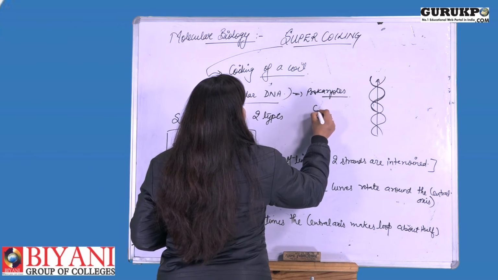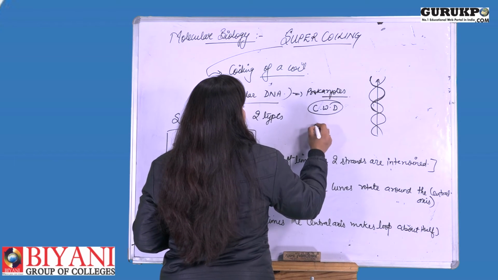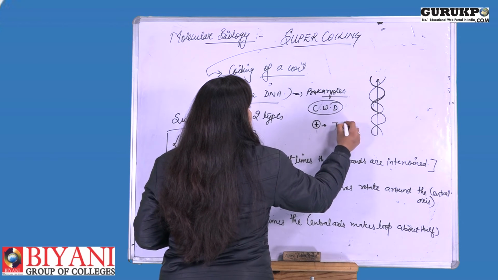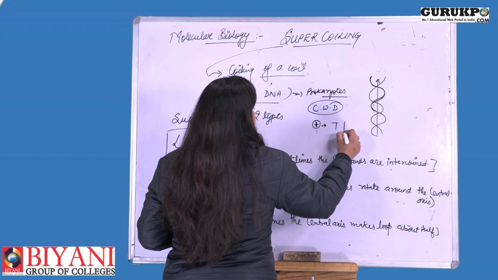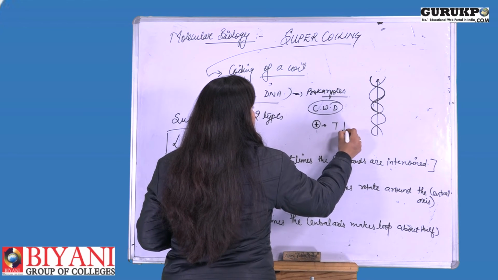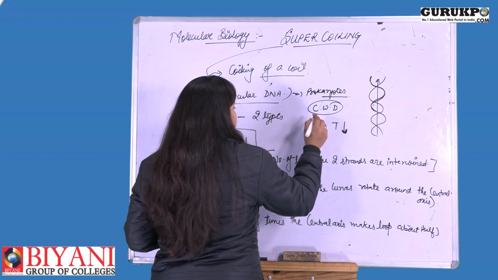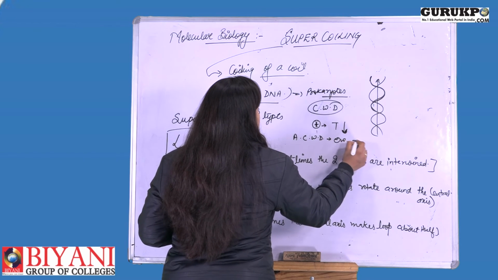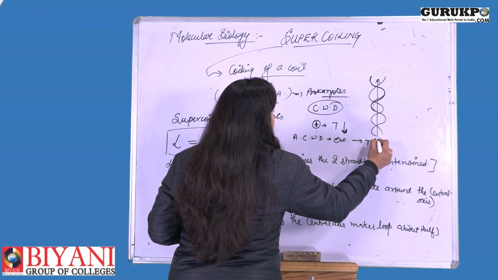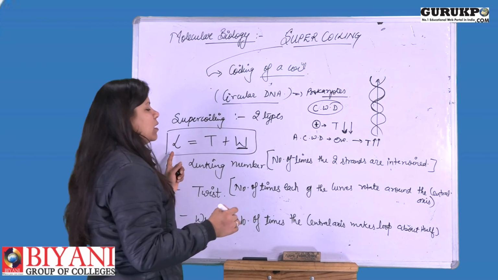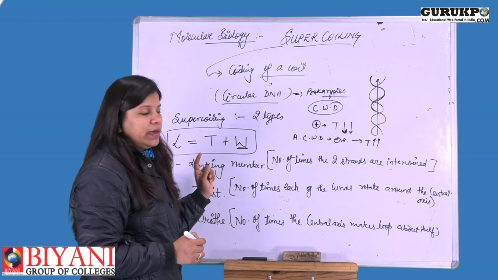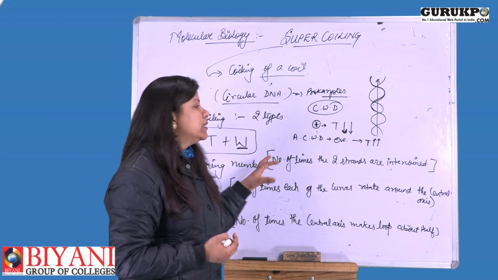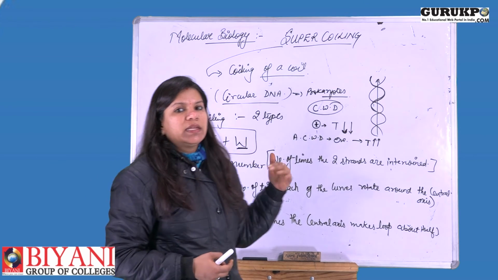Whenever the supercoiling is in a clockwise direction, or in a positive manner, then the twist will be reduced. And if the supercoiling is in the anti-clockwise direction, that is the negative one, then the twist number will be increased to compensate the linking number. Okay. So in this manner, I hope you have understood what supercoiling is and how it is categorized into the positive and the negative one.